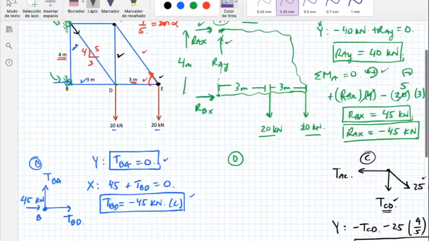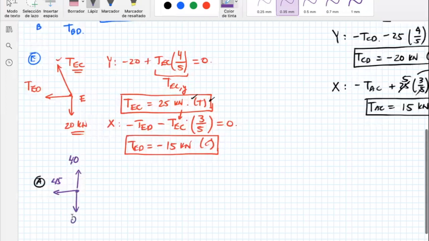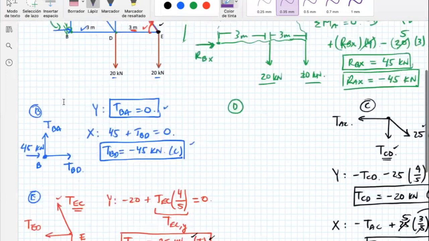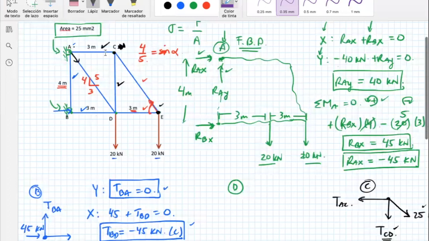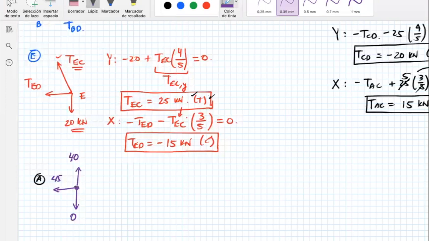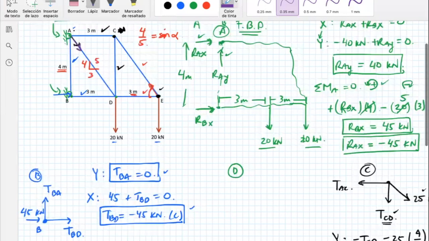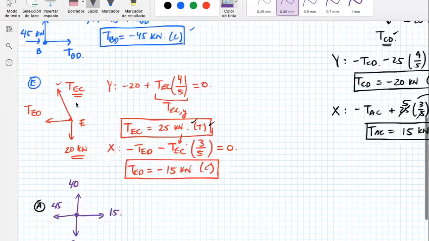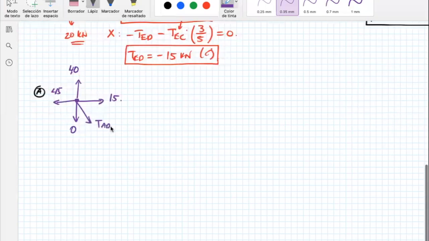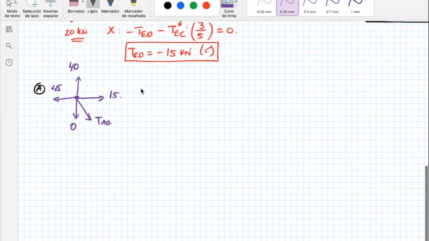Now let's go with the members. Remember, this member is actually 0. This one is loading nothing. Then you have TAC that we just got. It was in tension at the other joint, so this one is in tension here. I'm going to put 15, and therefore the only one that I'm missing is TAD. I'm going to put TAD here. I don't know it yet, that's why I'm doing this. You can use X or Y. Let me use X.